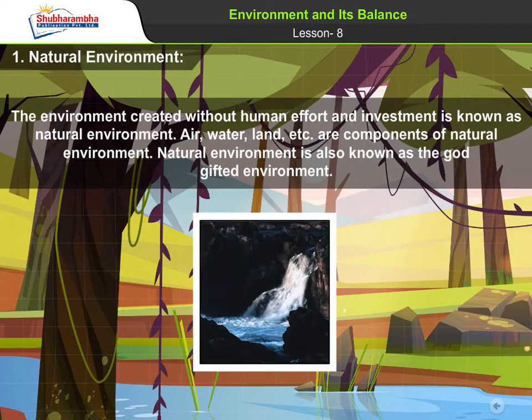1. Natural environment. The environment created without human effort and investment is known as natural environment. Air, water, land, etc. are components of natural environment. Natural environment is also known as the God-gifted environment.